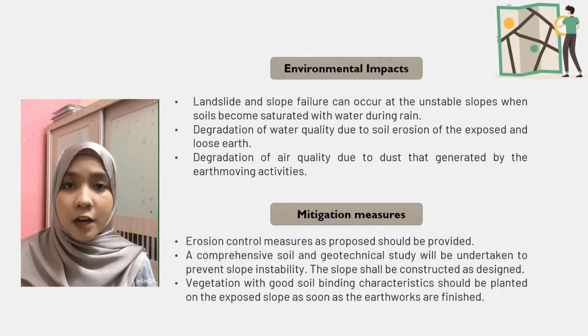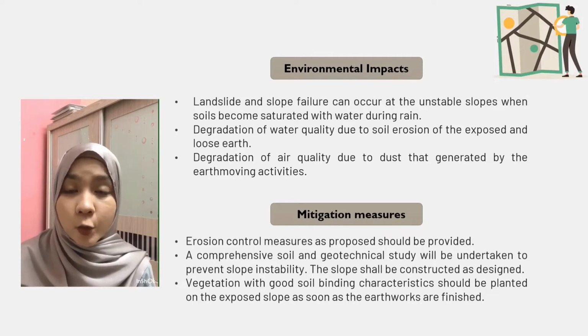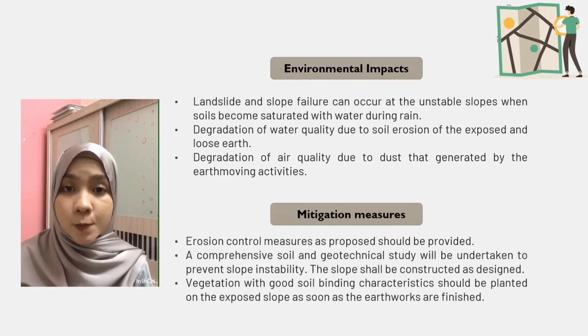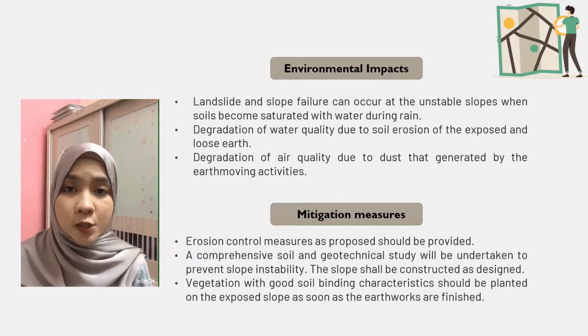Earthwork activities may cause landslide and slope failure at the unstable slopes when soils become saturated with water during rain. Next, it may lead to degradation of water quality due to soil erosion of the exposed and loose earth. Air quality might also be degraded due to the dust generated by the earth-moving activities.